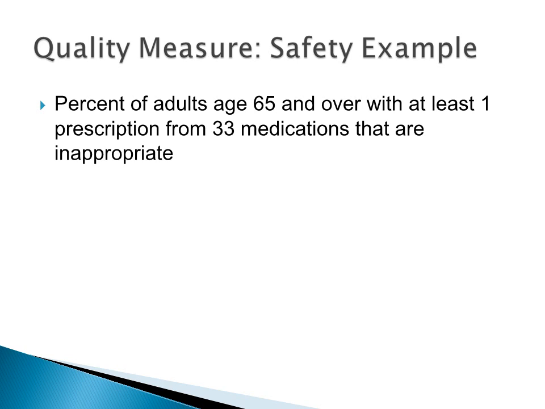I've got several examples, because remember, care is supposed to be safe, effective, timely, etc. These are quality measures based on those markers, those Institute of Medicine aims. So here's an example: the percent of adults 65 and over with at least one prescription from 33 medications that are inappropriate. The Agency for Healthcare Quality and Research and several other people have identified 33 meds that no adult over the age of 65 should be taking.